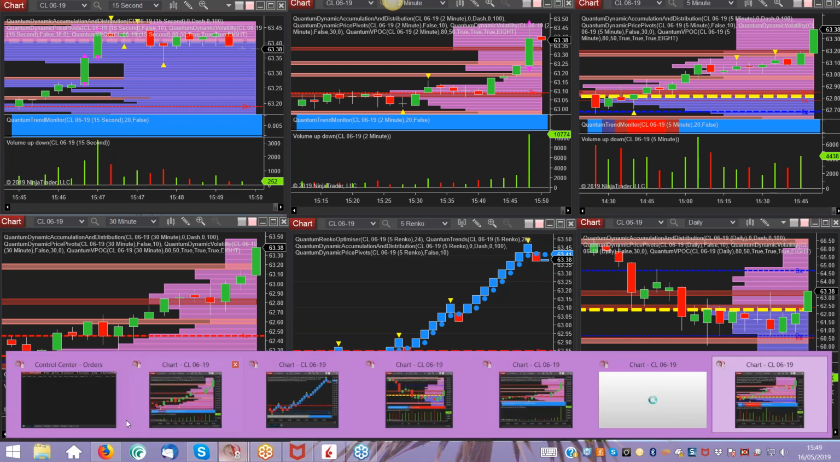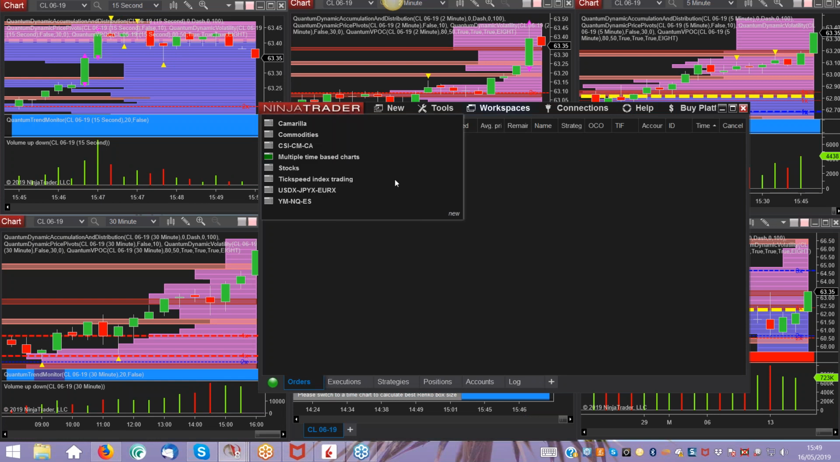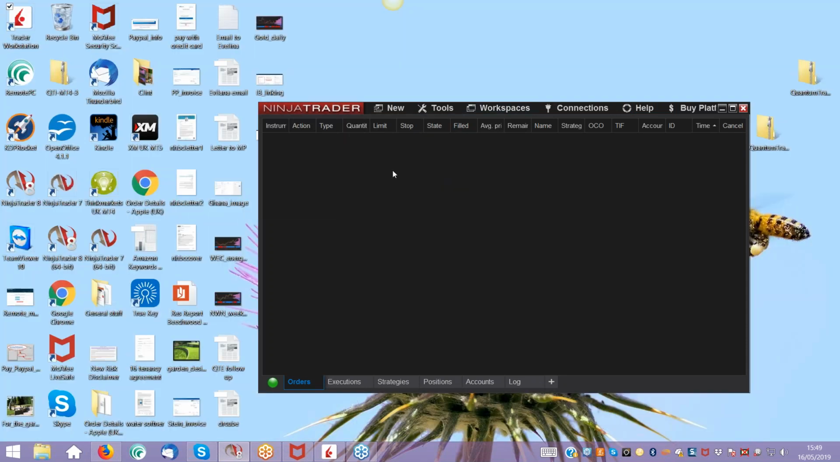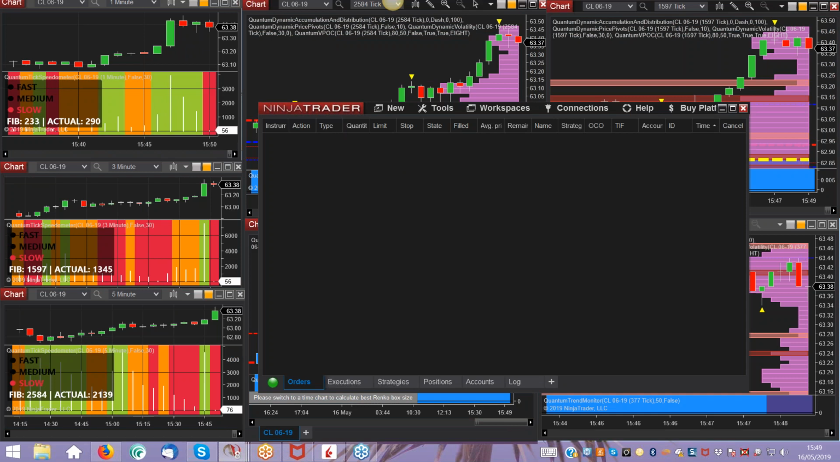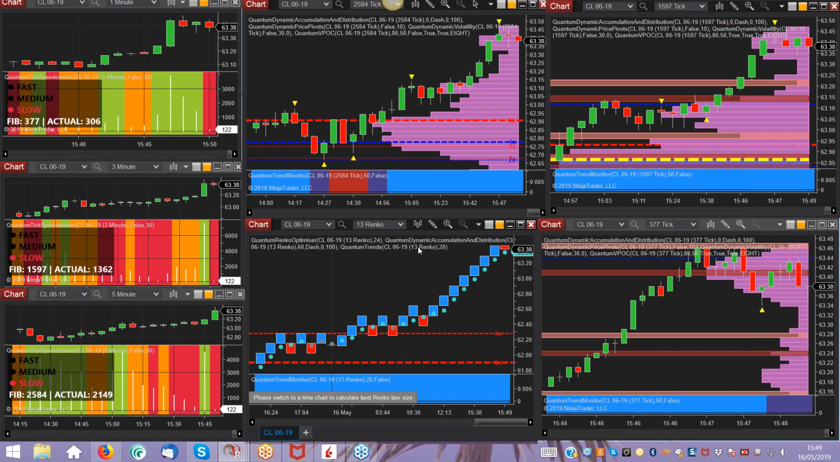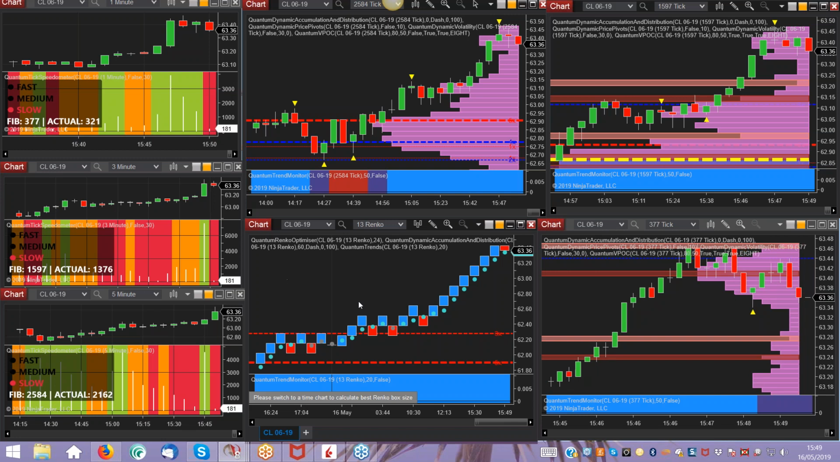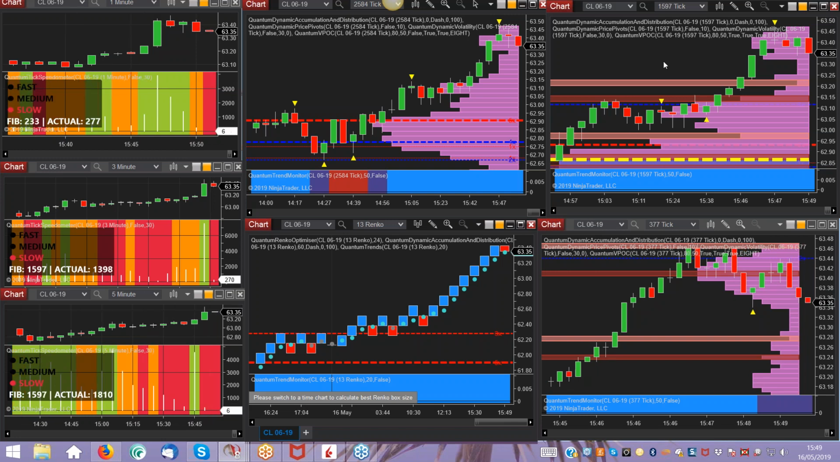Just go to the tick charts for a moment. There we go. Exactly the same principles at work on the tick charts, just running at different speeds. Got 377 on this one. I've got 1597 here, and that one's dropped to 1597. So the 5-minute time frame has actually slowed up quite considerably. You can actually see it here.